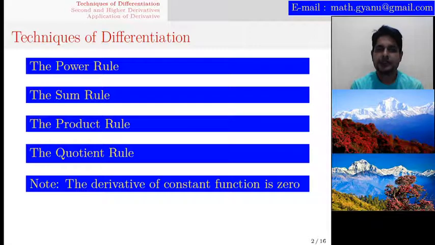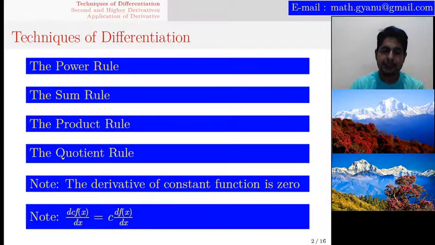In this video, I will skip the procedure of first principle. We only learn how to use formulas to differentiate the function. That is known as techniques of differentiation. Now, before starting the topic, one more thing is necessary to memorize. Another note: the derivative of the function c times f of x, where c is any coefficient of a function, can be taken out of the differentiation. In the bottom note you will see.